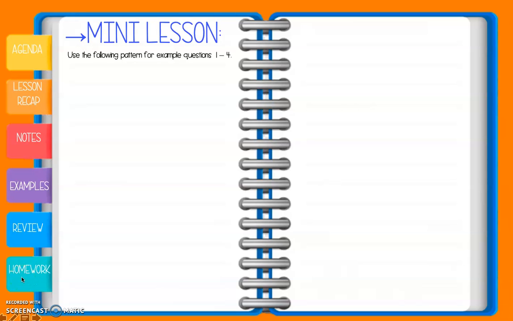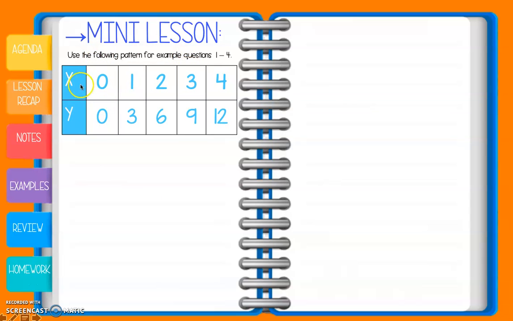All right, guys, today what we're going to be working on is analyzing number patterns, working with number rules, and then creating ordered pairs from the tables or from the charts that we make, okay? So our first question says, use the following pattern for examples 1 through 4.